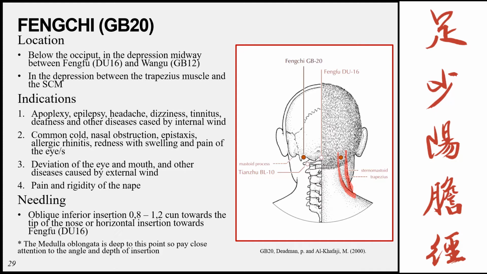Needling is oblique inferior insertion, 0.8 to 1.2 tsun, towards the tip of the nose. So you're going to angle the needle towards the tip of the patient's nose. Or you can do a horizontal insertion towards DU16, which would be this way. One caution here is that the medulla oblongata is deep to this point. So you must pay close attention to the angle and make sure it's going towards the tip of the nose, and how deep you're inserting, that you don't go deeper than 1.2 tsun.